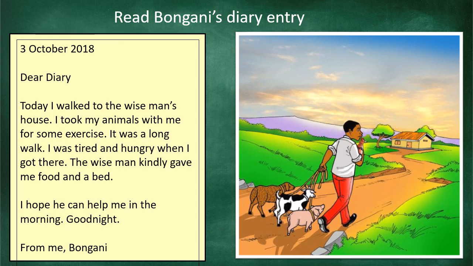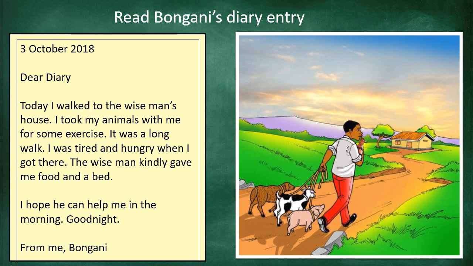3rd of October 2018. Dear Diary, today I walked to the wise man's house. I took my animals with me for some exercise. It was a long walk. I was tired and hungry when I got there. The wise man kindly gave me food and a bed. I hope he can help me in the morning. Good night. From me, Bongani.